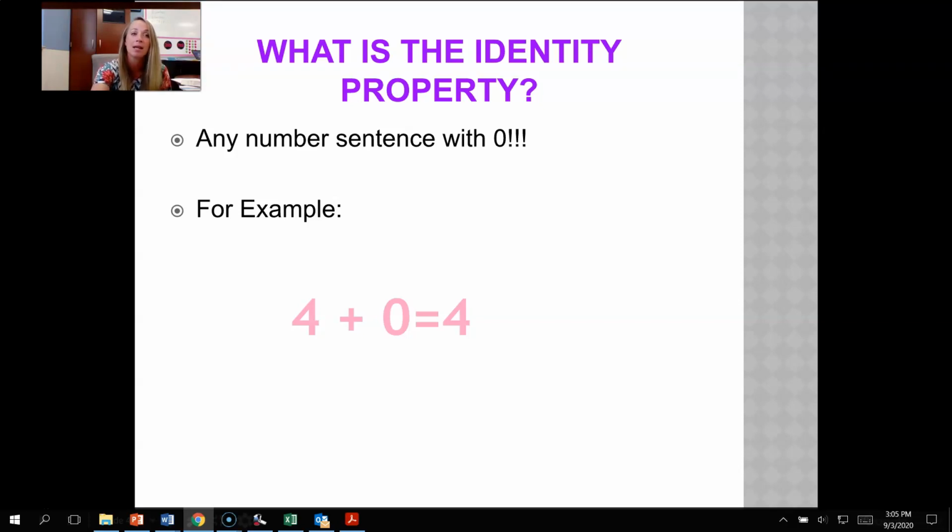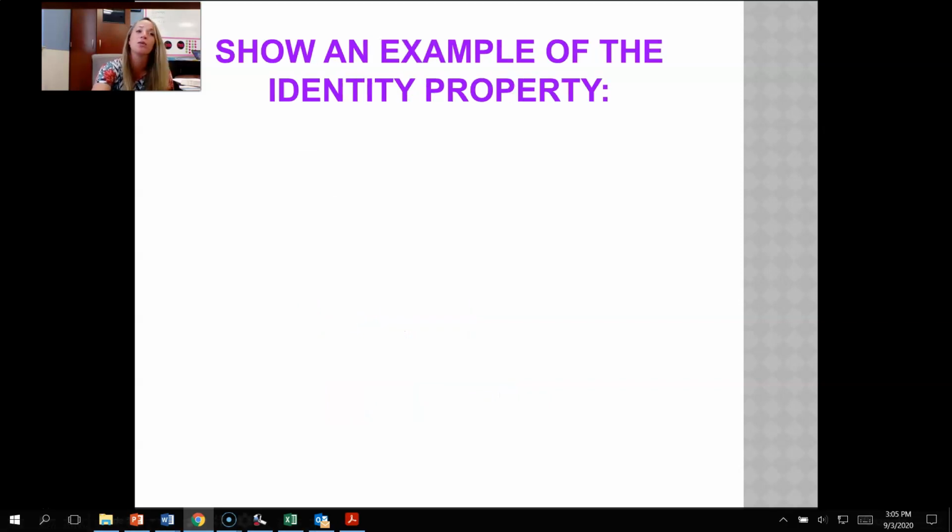is going to be the identity property. Another example could be 0 plus 11 equals 11. When it has a 0, that means that it is the identity property. I would like you to pause the video now and show me an example of the identity property.